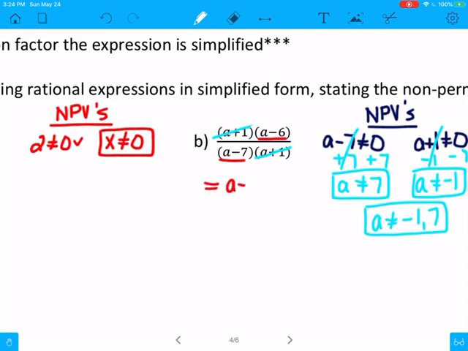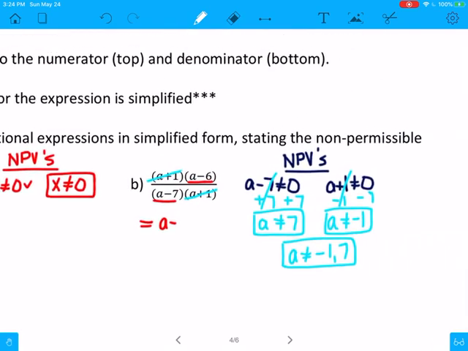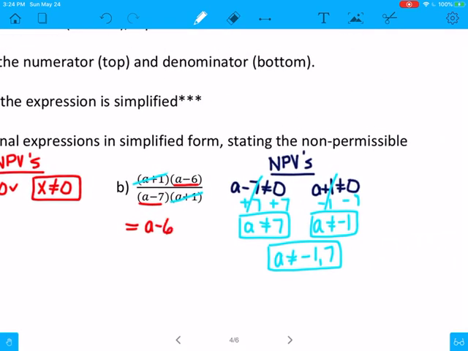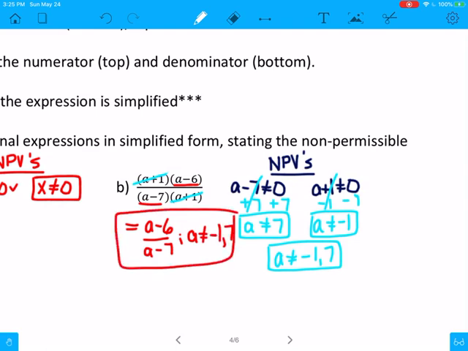So they're left. A minus 6 over a minus 7. Oh, I'm in a dead zone on my iPad. And then we get a cannot equal negative 1, comma 7, because we follow behind with our non-permissible values, just so they're all in one nice little neat spot. Okay, that's as good as it gets.